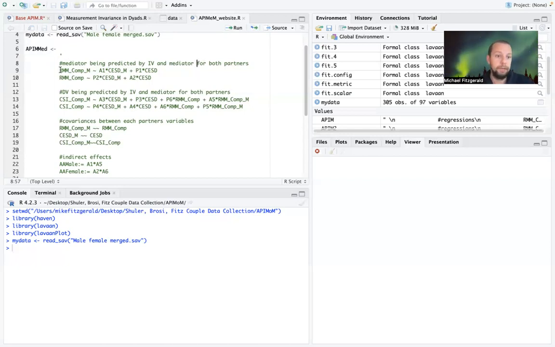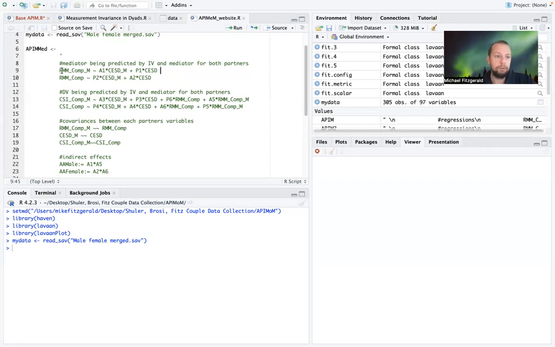outcomes. So here we are going to have relationship mindfulness serve as our dependent variable, and we want that to be predicted by each partner's depression. Relationship mindfulness underscore comp tells me that it's a sum score or a mean score, and then underscore M indicates the male partner. In this data set, we are using heterosexual couples. And so we have depression here, the CESD underscore M to indicate male depression, and then CESD without that underscore M to indicate female depression.